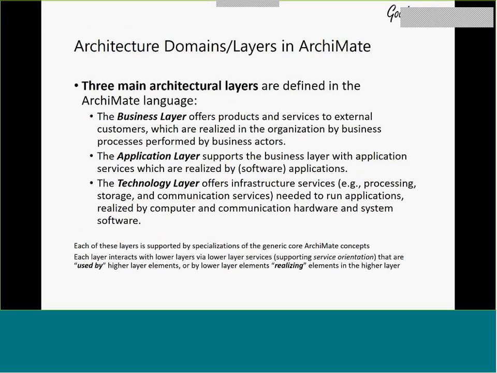The three main architectural layers are defined in the ArchiMate language, and when we compare this to TOGAF 9.1, the layers still remain the same in terms of language. So we still have the business layer, we still have the application layer, and we still have the technology layer, whereas in TOGAF 9.1 we have the business layer, the data layer, the application layer, and the technology layer.